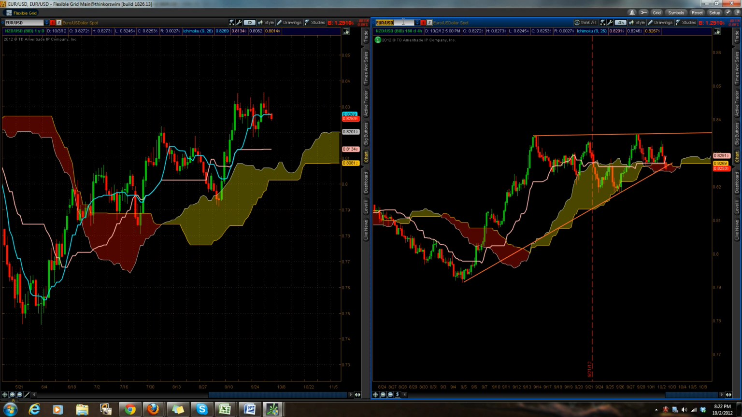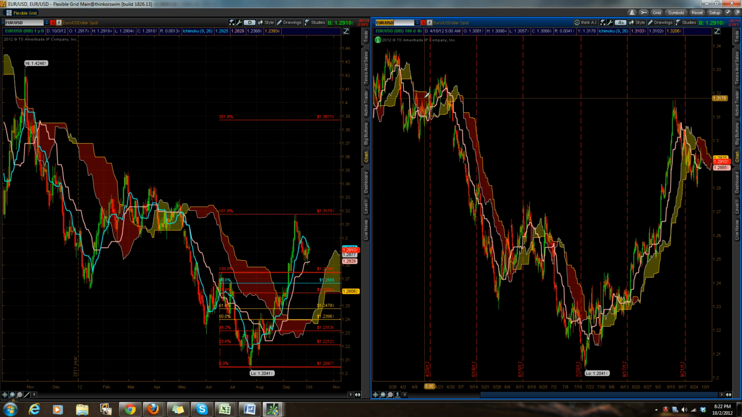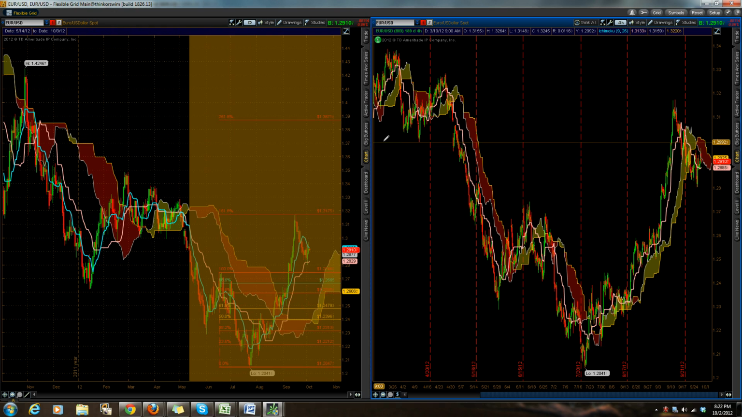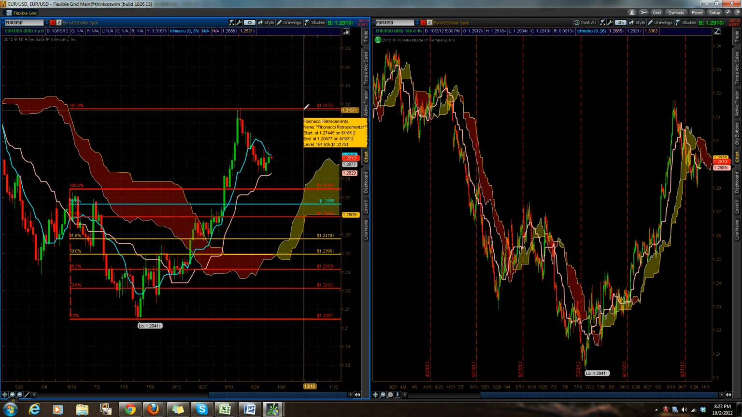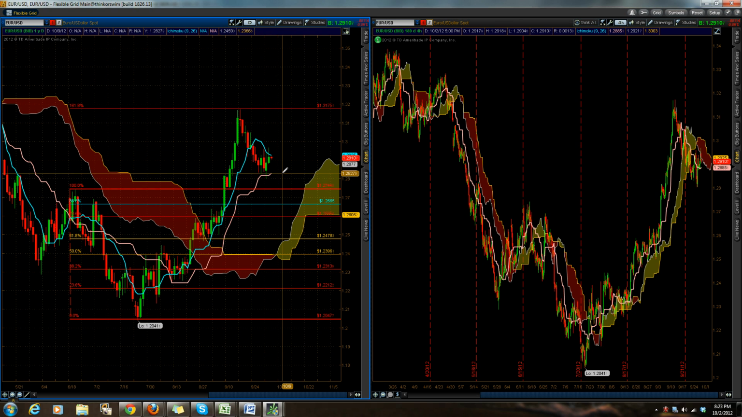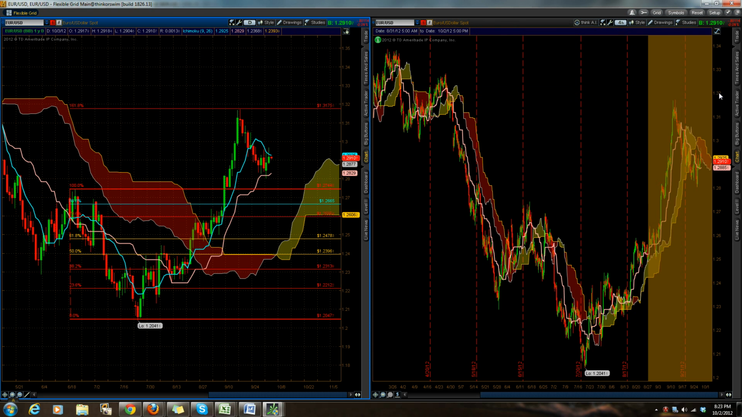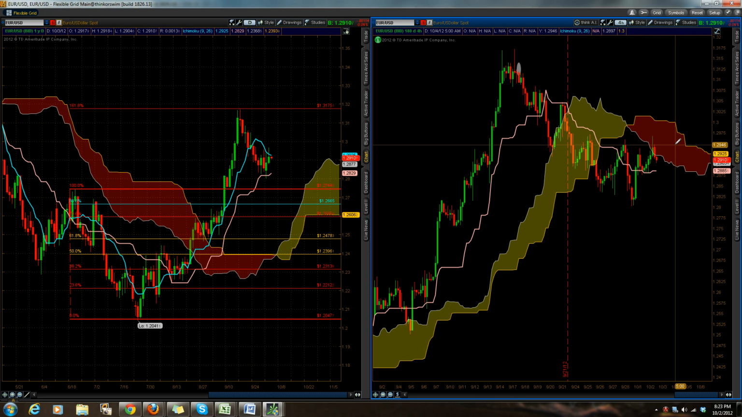Euro dollar. Euro dollar on the daily chart, we have price right now capped by the daily Tenkan at 1.2925. If euro continues to fall, we do have Kijun support at 1.2829. On a 4-hour chart, we have price right now outside of the cloud. Alright, we do have support at the 4-hour Kijun at 1.2885.